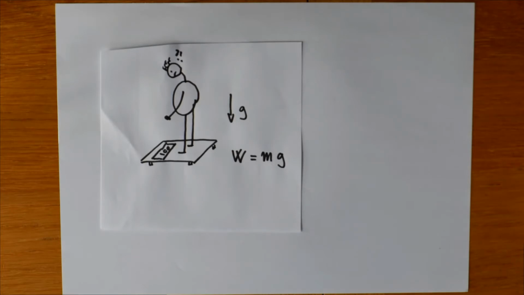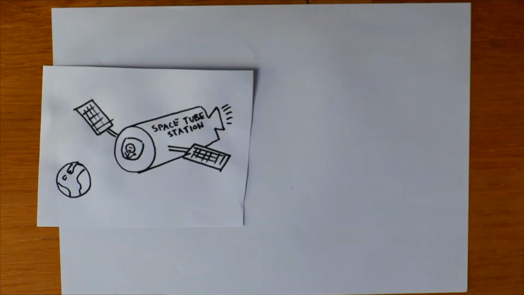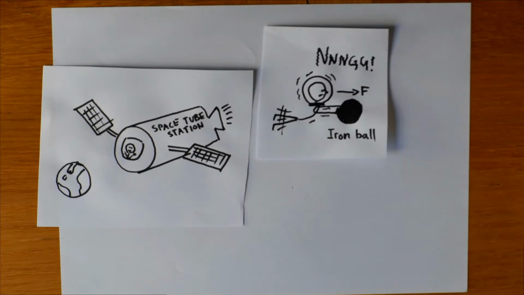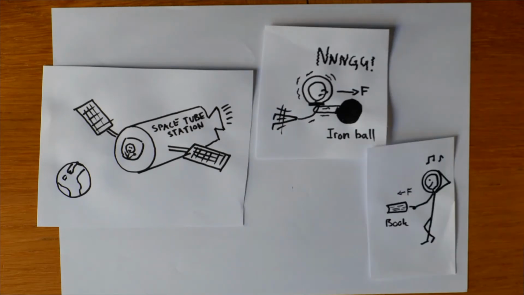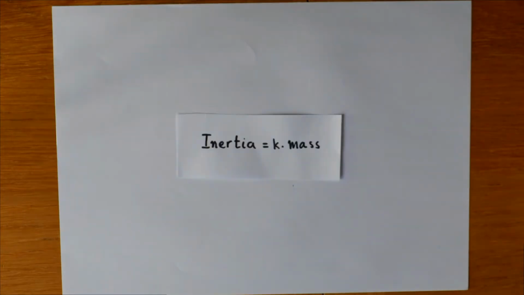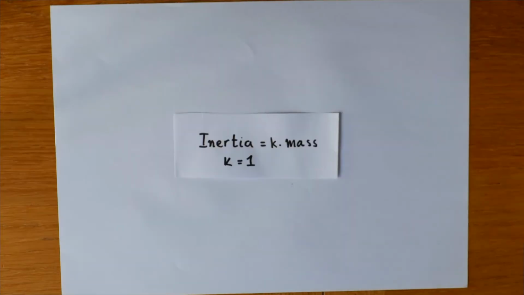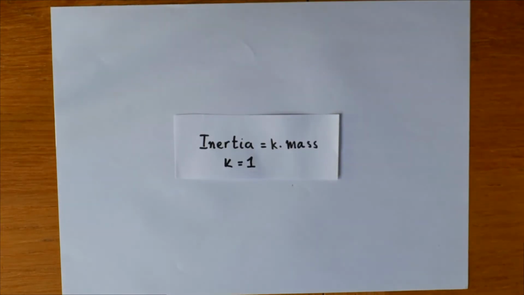So, if you bring an iron ball and a book up into the space station, you will find that although they both are weightless, the iron ball is resisting movement much more than the book. This resistance is called inertia and is directly proportional to the mass. In fact, one often lets the proportionality constant be unity, in which case inertia and mass are the same thing.